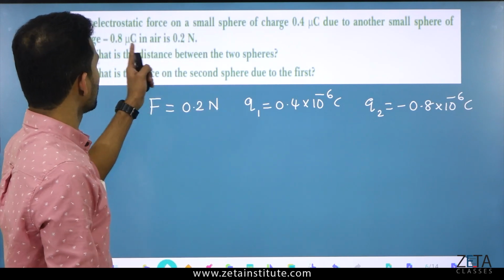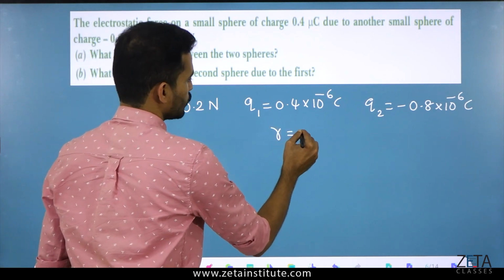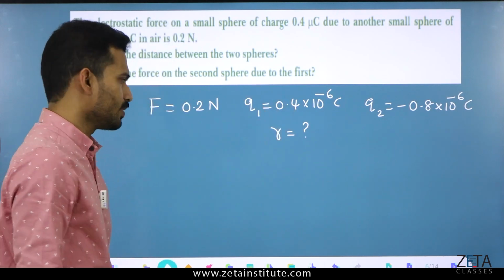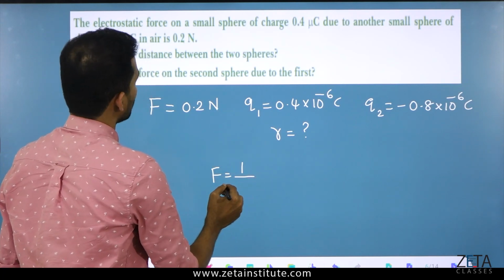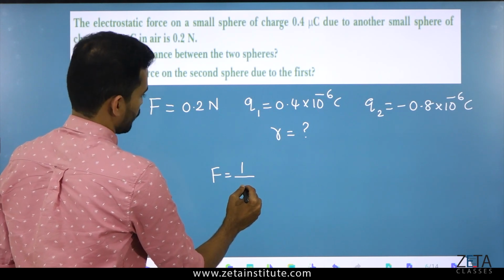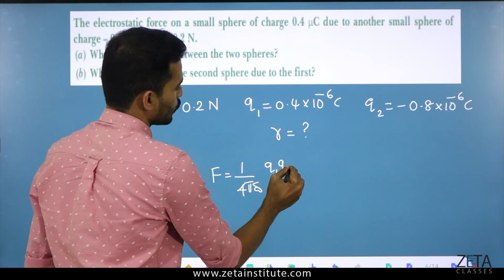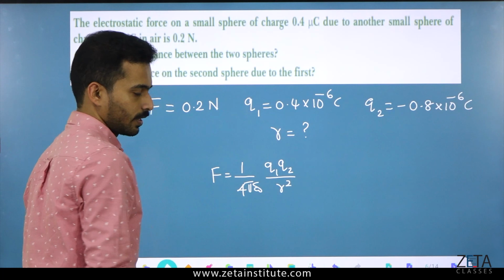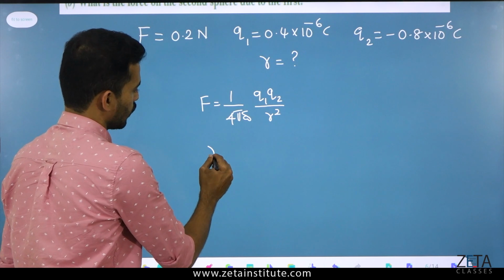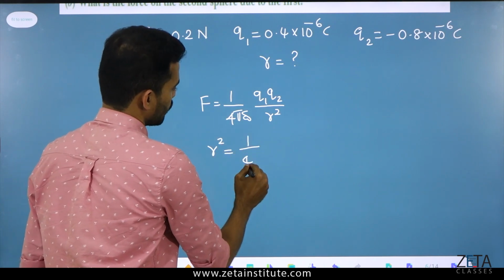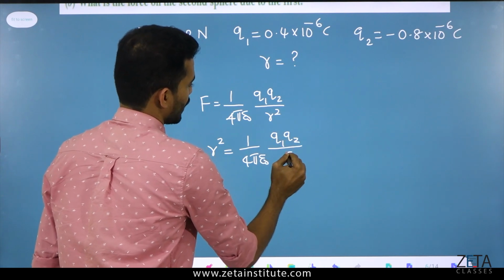So, you have to calculate the distance. What is the distance between two spheres? So, you have to find the value of R. So, which is the equation? That is F is equal to 1 by 4 pi epsilon 0 Q1 Q2 divided by R square. So, how do we find the value of R square? That is R square is equal to 1 by 4 pi epsilon 0 Q1 Q2 divided by F.